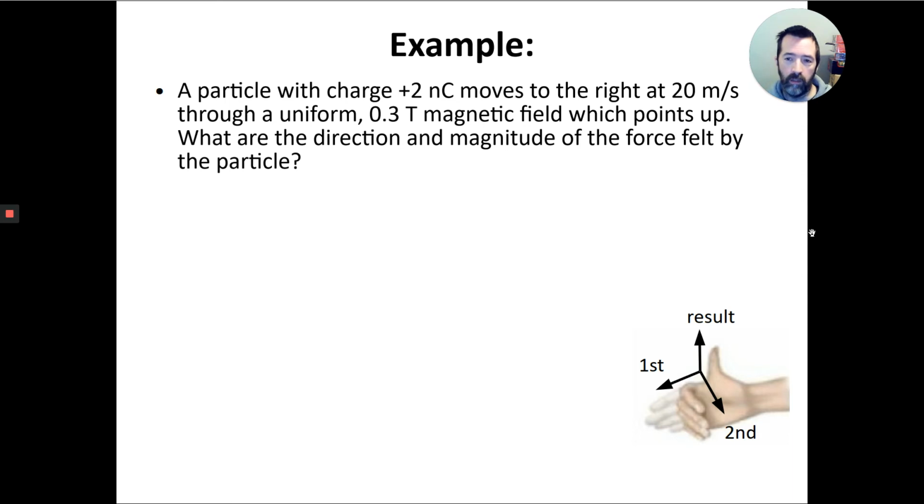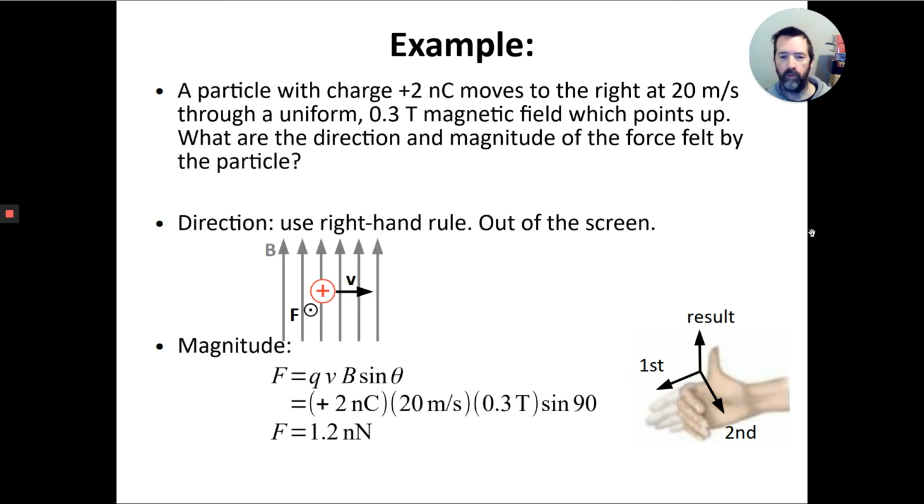To get the magnitude of the force, I would plug numbers into that equation. The formula reads F equals QVB sine theta. Q is the charge, so that's 2 nanocoulombs. V is the velocity, so that's 20 meters per second. B, magnetic field, 0.3 teslas. And then I'm supposed to fill in sine theta. The problem doesn't actually say explicitly what theta is, but I know that the directions are right and up. Right and up are perpendicular to each other, so the angle is 90.